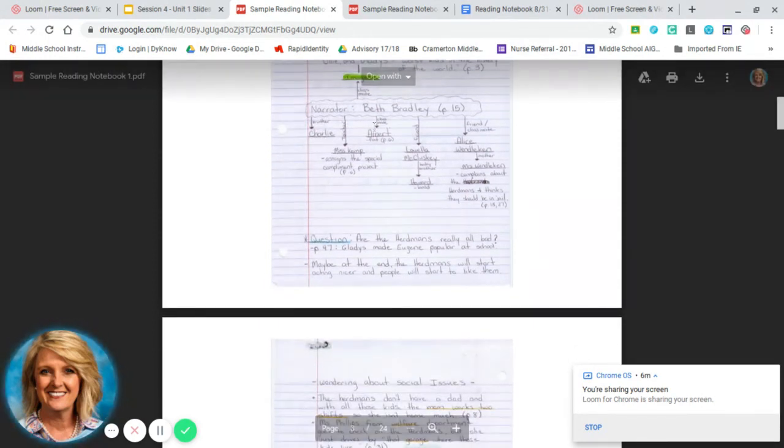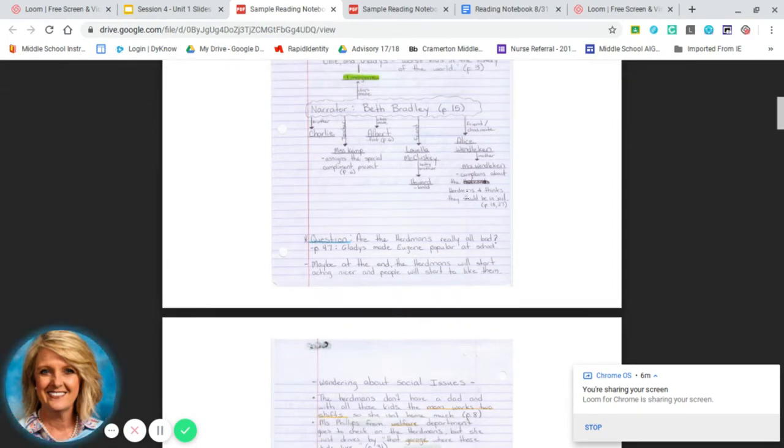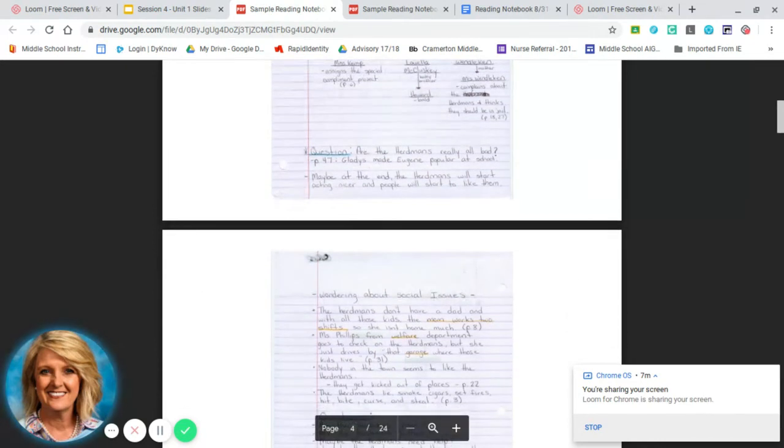Here she just lists the characters and she lists what she knows about them so far. And this is a work in progress. So as you meet the characters, you add to your chart. You can go back through your notebook to pages from the beginning of where you started taking notes on that particular book, and you can add to them as you meet new characters. And then you can add to their traits as they change.